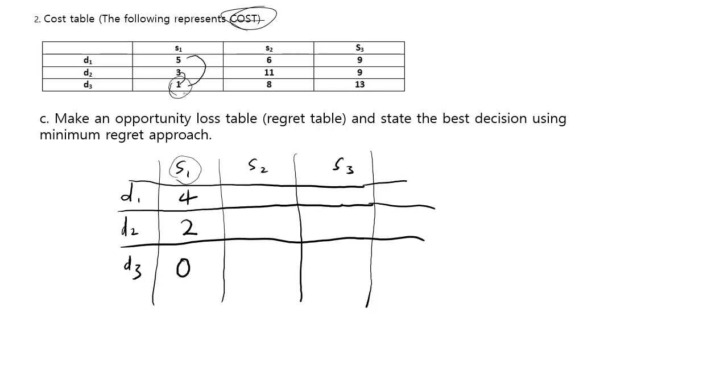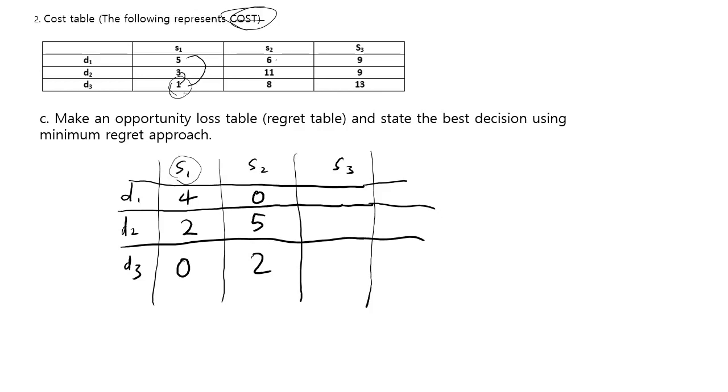So 6, 11, 8. The best number here is 6 because that's the lowest number. Best is the lowest. Okay. Then now you take the differences. 6 and 11 has a difference of 5. And then 6 and 8 has the difference of 2. So 5 and 2 are the regret of D2 and D3.